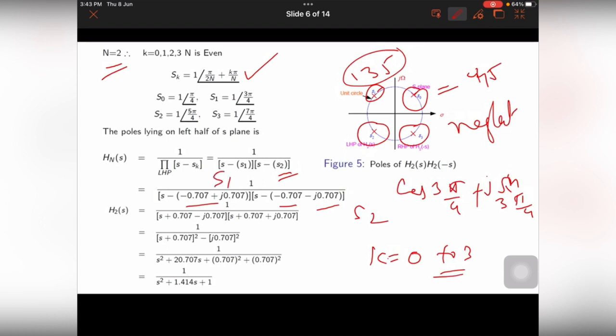So substitute the values of S1 and S2 and simplify. You will get S plus 0.707 minus j 0.707 times S plus 0.707 plus j 0.707. So it is in the form of (a minus b) into (a plus b). What is (a minus b) into (a plus b)? A square minus b square. So what is a square? It is S plus 0.707 whole square. It is in the form of (a plus b) whole square. Simplify. So j square is minus 1. Automatically you will get 0.707 square. And when you simplify, you will get H2 of S as 1 by S square plus 1.414 S plus 1 as the transfer function for n is equal to 2.